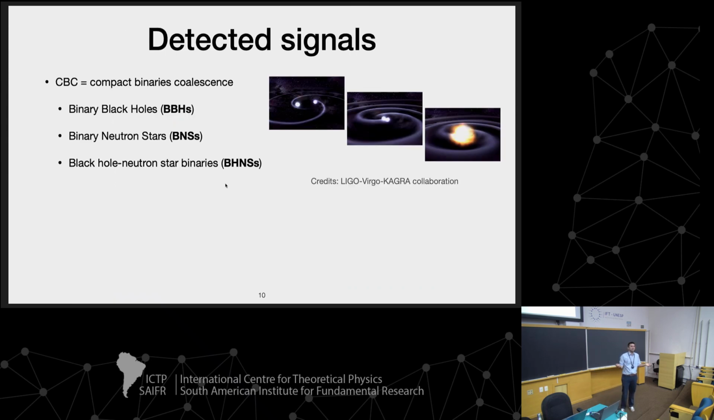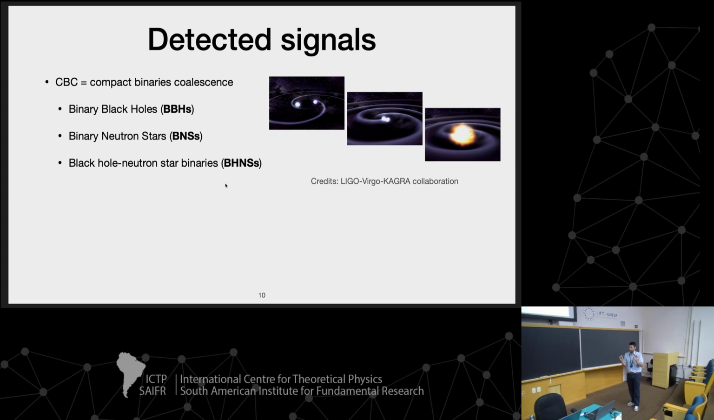Okay, so detecting sources, what we detect. I already told you something. So far we detected compact binary coalescences, so two compact objects merging with each other. We can have two black holes, a binary black hole, a BBH. You're going to see this acronym over and over, so this is the best place to define them. Two neutron stars merging with each other, binary neutron stars, and one black hole with a neutron star, a black hole neutron star binary.